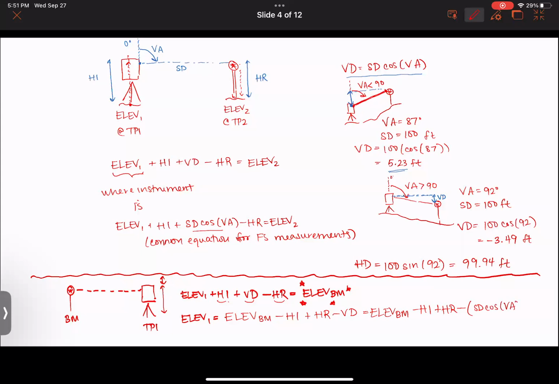cosine of VA. And so when you are taking a foresight measurement and using that to propagate an elevation forward versus when you are using a backsight measurement, you're going to need to think about the form of the equation you are using. I hope this helps.